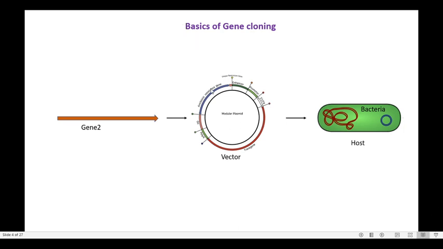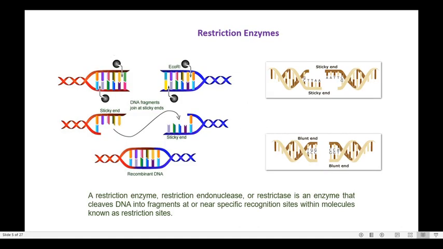So before that, as components of gene cloning, now we know one is the vector, another one is the host. We will see more components for gene cloning, and when we see the next components, we will try to find the answers for these questions also. The first one is restriction enzymes.